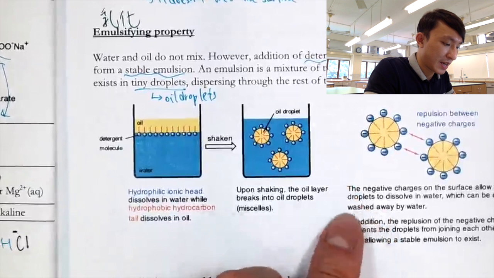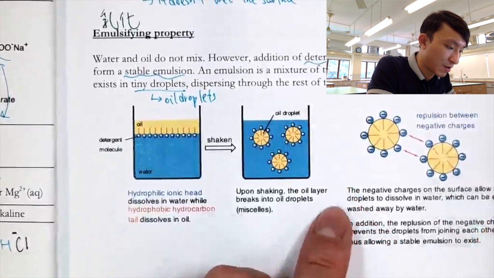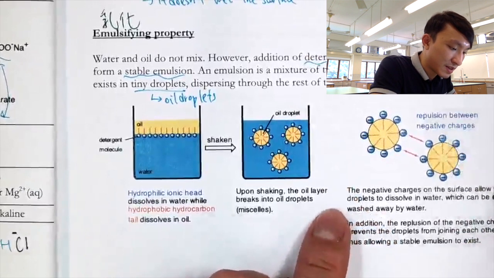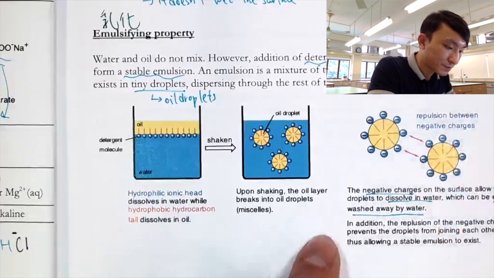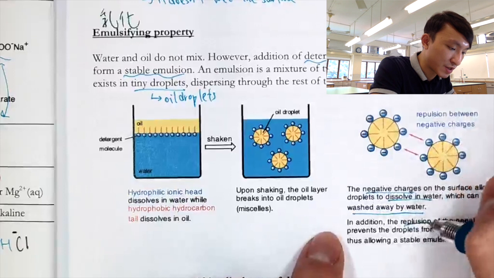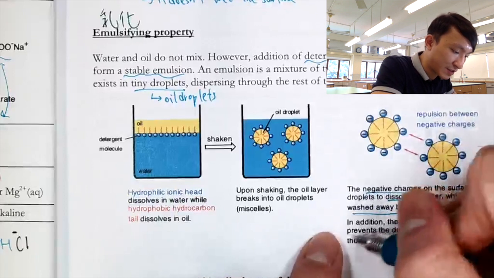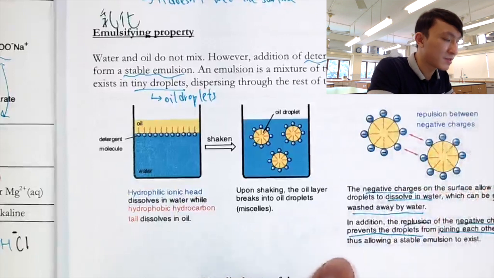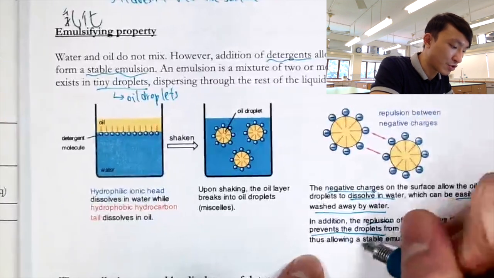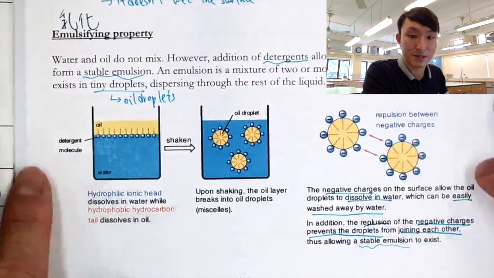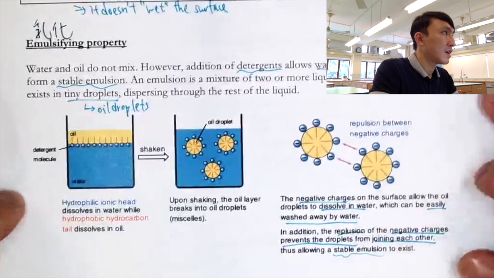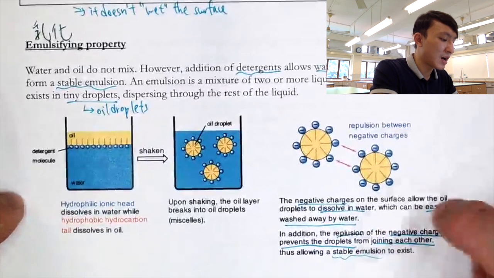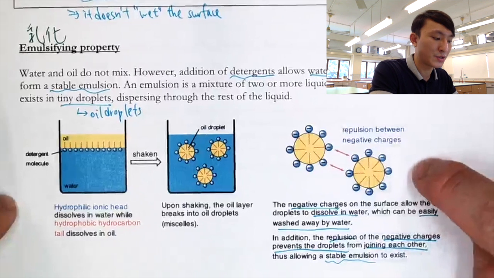Okay, so like I said, the negative charge on the surface allows oil to dissolve in water, easily washed away by water. Also, the repulsion of the negative charge prevents the droplets from joining with each other, and therefore a stable emulsion is allowed to exist. Okay, so this is the idea. Now you need to know how to draw this one.